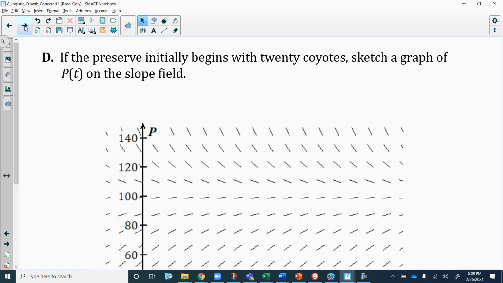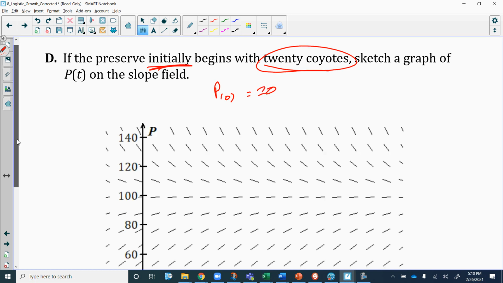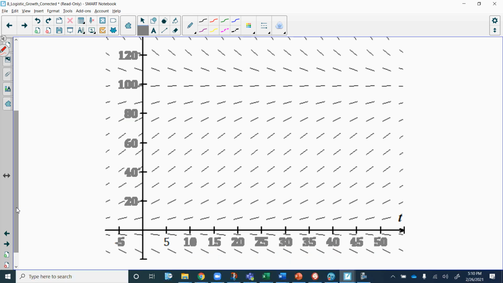Okay. So here, part D, if the preserve initially begins with 20 coyotes. So there's the key word: initially. At P of 0, or P naught, we have 20 coyotes, or when time is equal to 0, we have 20 coyotes. So it's asking us to sketch a graph on the slope field. This isn't something we're going to try to get perfect. The initial point at time equal to 0 is going to be 20.